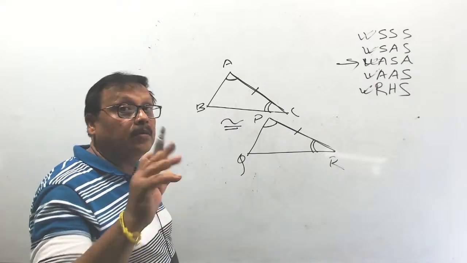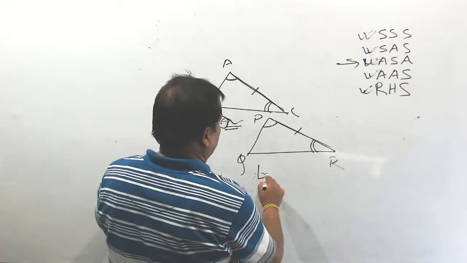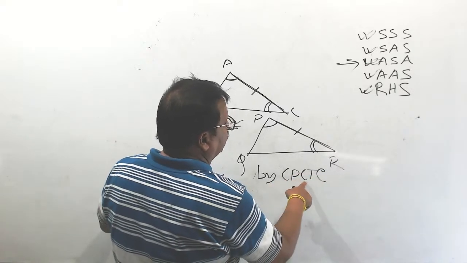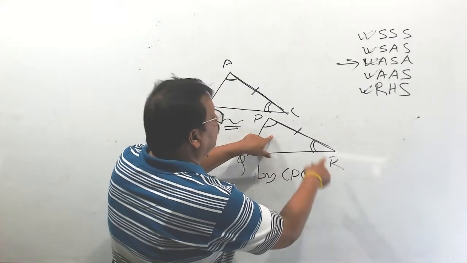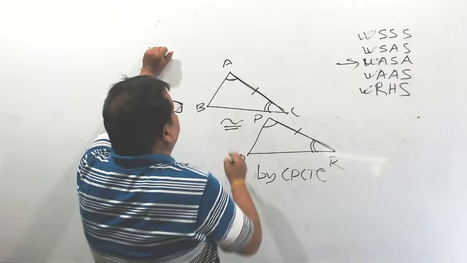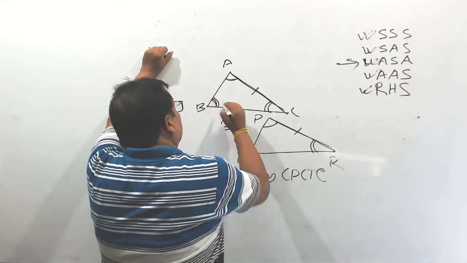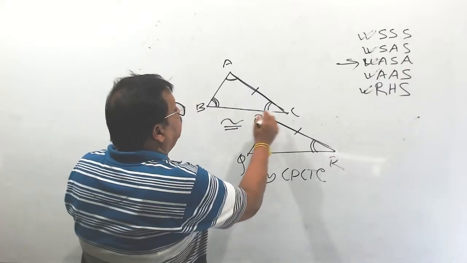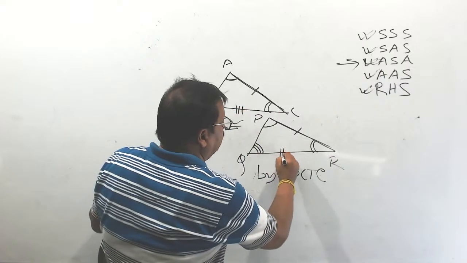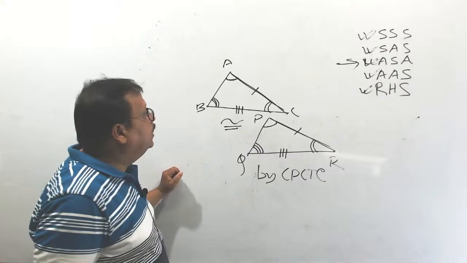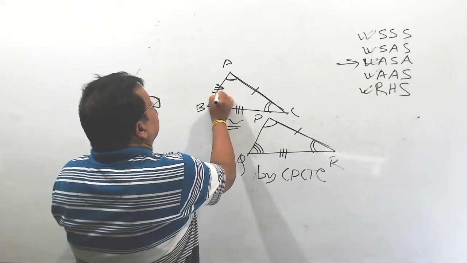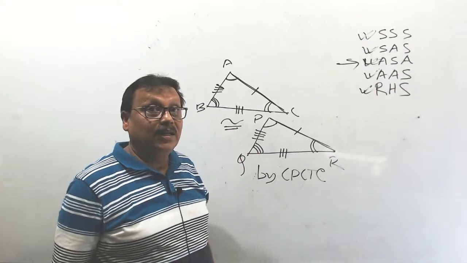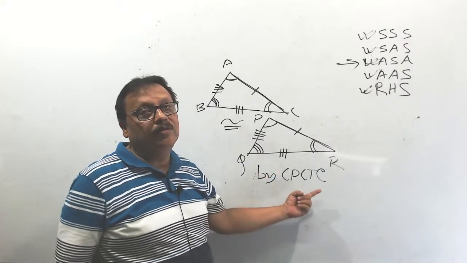what can you conclude? By CPCTC, that is corresponding parts of congruent triangles, these 2 are congruent. Corresponding parts means what are the remaining parts? Angle B also will be equal to angle Q. Side BC also will be equal to side QR. And side AB also will be equal to side PQ. Understood? That is 6 elements will be equal.